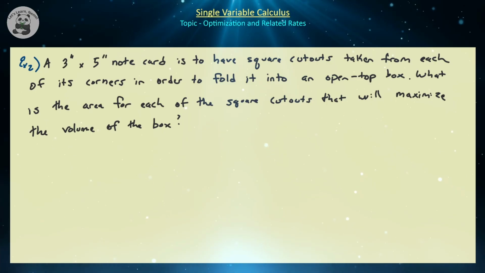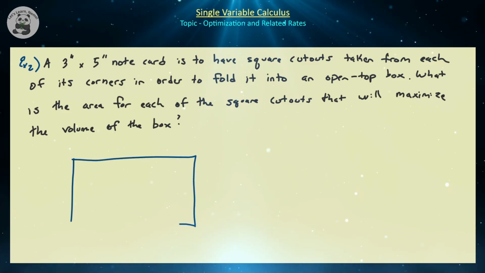So let's consider this. Suppose you have a 3-inch by 5-inch note card, and you're to cut out square cutouts from each of its corners in order to fold it into an open top box. What is the area for each of those little square cutouts that will maximize the volume of the box that you're trying to build? So again, we have a geometric style problem, so drawing a picture always is a good place to start. So let's draw our 3-inch by 5-inch note card.